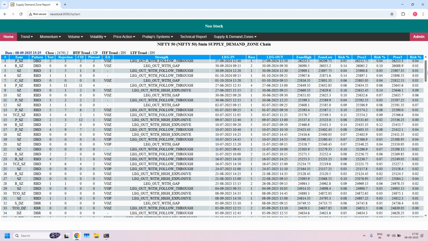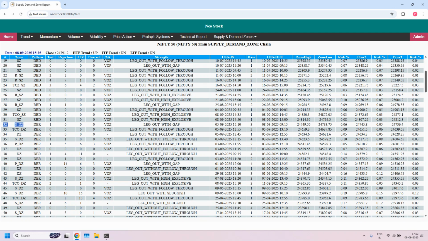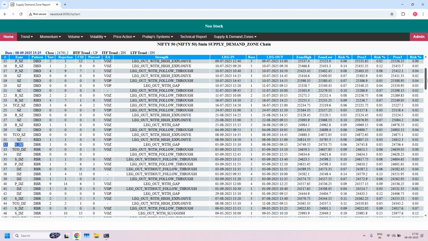Let me put it in the middle of the page. I will put it in the middle. Okay. So this is about NIFTY supply demand zone chain.